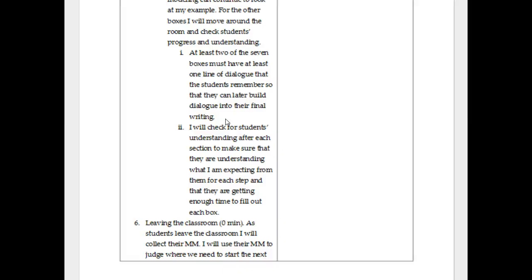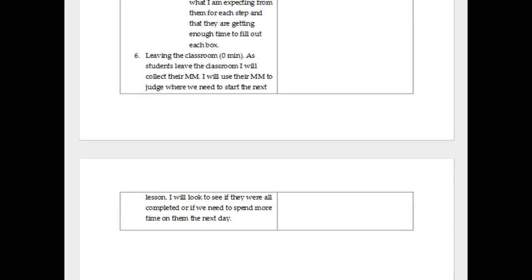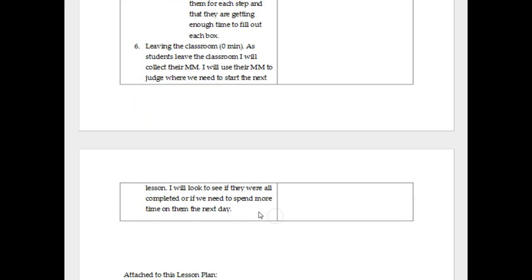Is it okay if they make that up? Do you care if they punctuate that dialogue correctly? If so, are you going to need to scaffold that learning in there for them? Or maybe that's going to come at a later date in a revision piece. All right? I like the fact that you think about actually closing up the lesson. So as they're leaving, collect their memory maps, and that you're going to use that as a formative assessment.